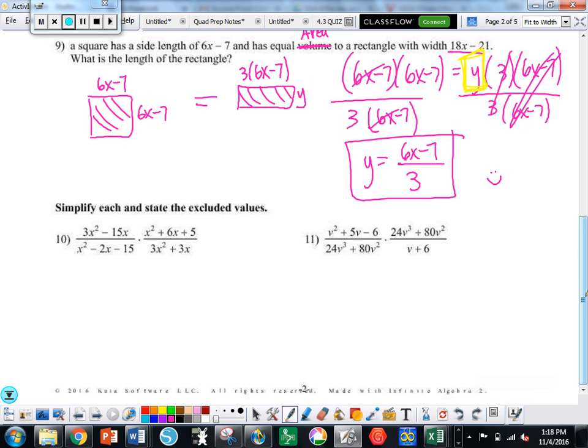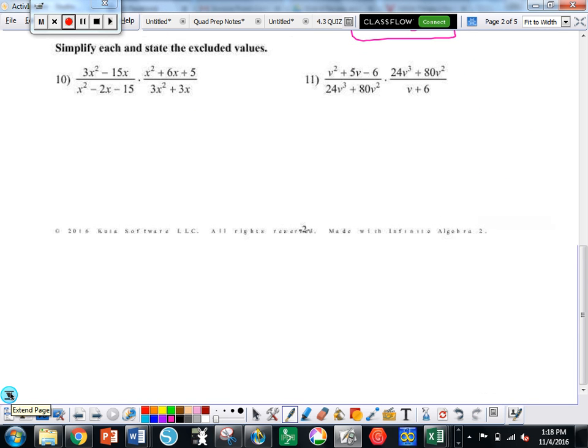Okay, number 10. Simplify and state excluded values. So this one is almost identical to the top of the page on the other side. We're going to do the exact same thing as we did before. It's going to require us to factor a little bit more, but it's doable.